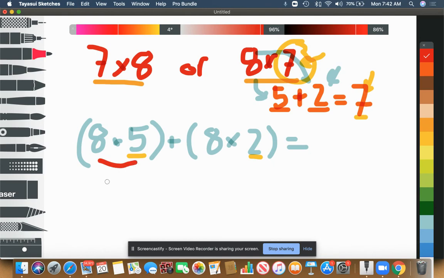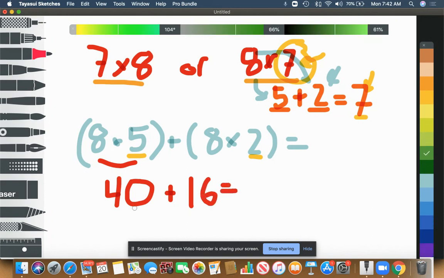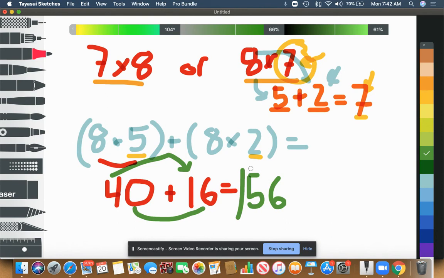So I have 8 times 5 is 40. I can skip count 5 8 times. 5, 10, 15, 20, 25, 30, 35, 40. Plus 8 times 2. Well, I can add 8 2 times. That gives me 16. 40 plus 16 equals, well, 6 plus 0 is 6. That stays in my ones column. And 4 plus 1 is 5. 56. So how many M&Ms did the Keebler elf use? He used 56 M&Ms.